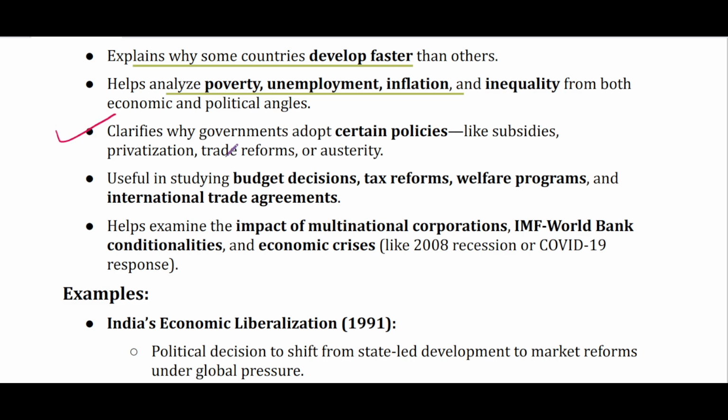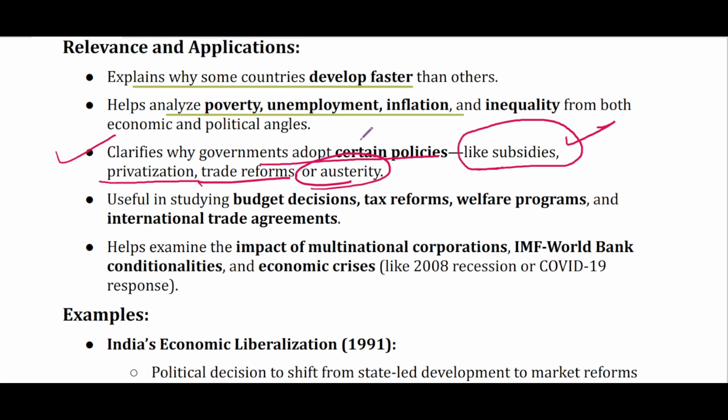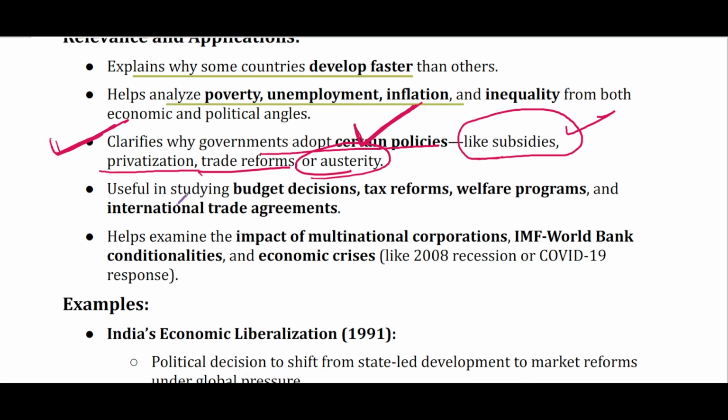Then this approach clarifies why government approves certain policies, like why government gives subsidies to certain section of population, why government is deregulating and privatizing important or unimportant industries, why government took steps in certain trade reforms, why government led to the austerity measures. Austerity means cut down on consumption, reducing welfare program, reducing the salary. So ये सारे decisions जो हैं ये study किए जाते हैं.